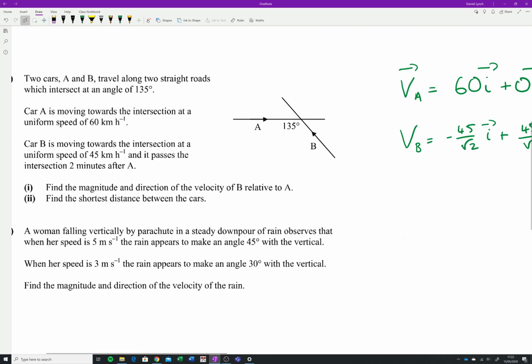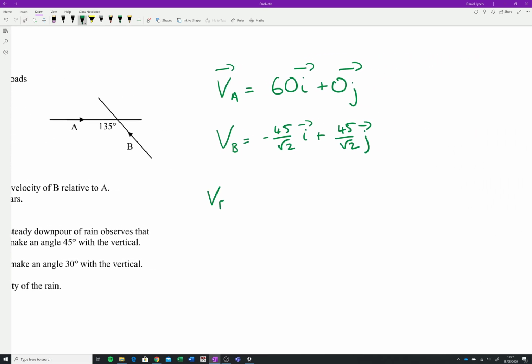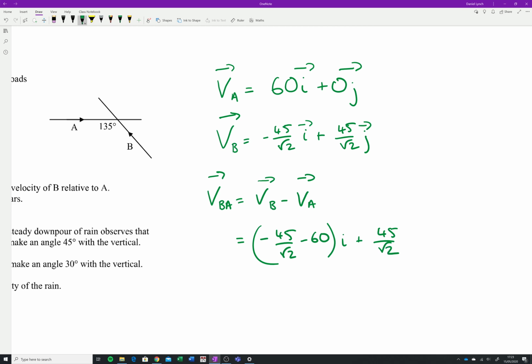Find the magnitude and direction of the velocity of B relative to A. Well, that's easy enough. B relative to A is B minus A. Okay, so we take our B value and we subtract off the A value. So we take minus 45 over root 2 and we subtract off 60. That's how many i's we have. And we start with 45 root 2 j's and we take away no j's from A. So that's what B relative to A is.